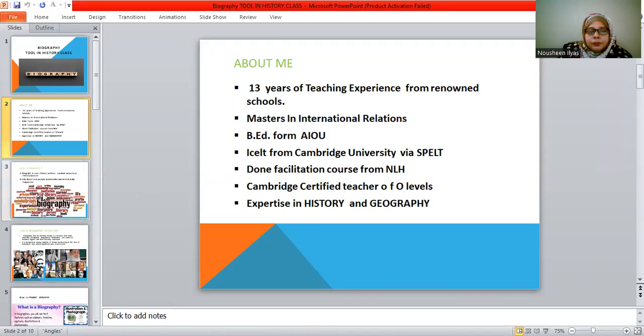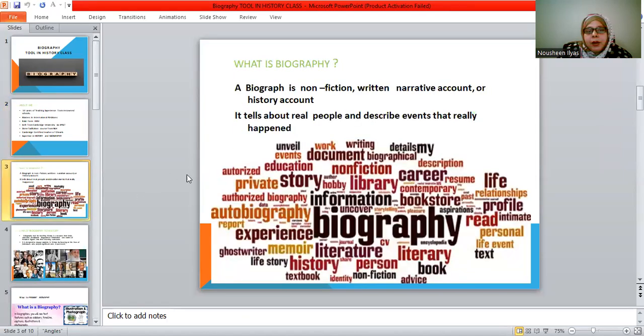So, biography. A biography is a non-fiction written narrative or history account. It is not a verbal account. We already get it in a written format. It tells about people and describes events that really happened.